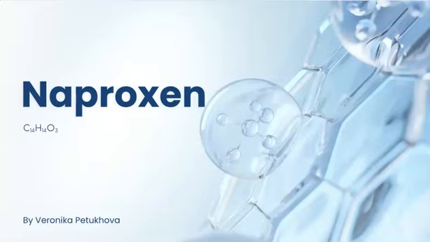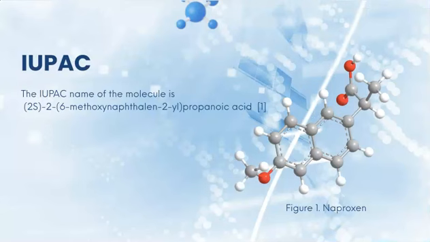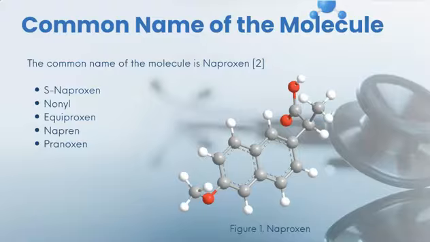In this video, we will review naproxen. Naproxen has a chemical formula of C14H14O3. The IUPAC name is (2S)-2-(6-methoxynaphthalen-2-yl)propanoic acid. The common name of the molecule is naproxen. It is also known by S-naproxen, Anaprox, Naprosyn, Naprelan, and Aleve.